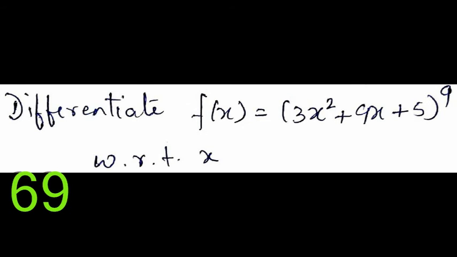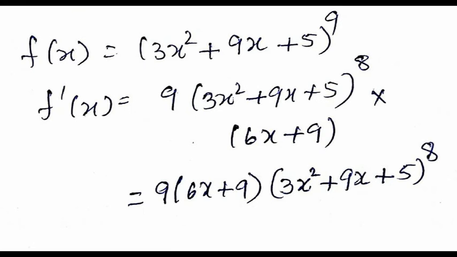Differentiate 3x square plus 9x plus 5 whole raised to 9. Here also we use the formula derivative of x raised to n is equal to nx raised to n minus 1. We get the answer 9 into 6x plus 9 into 3x square plus 9x plus 5 whole raised to 8.